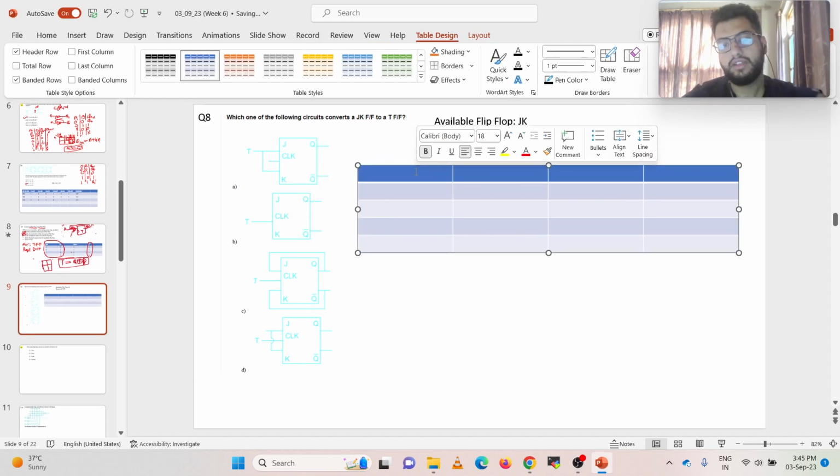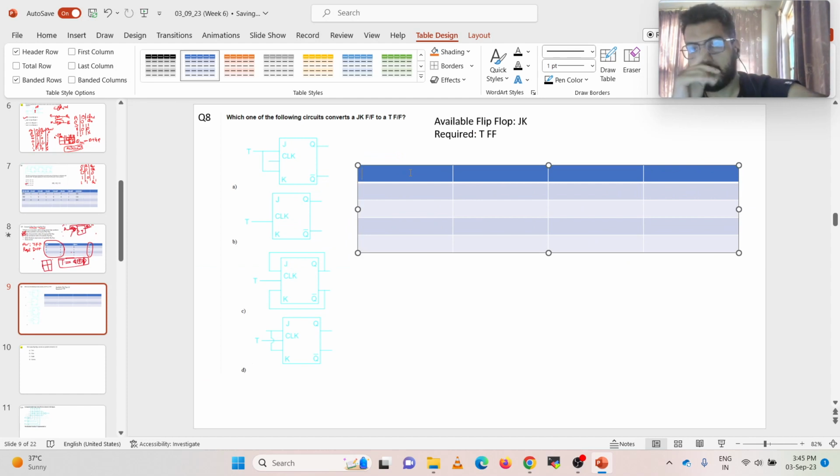So what we have to write is the characteristic table for the required flip-flop. Here you will have Qn, and this is your Qn plus 1. So this is 0, 0, 0, 1, and this is simply toggling, so this is 1, 1, 1, 0. Now this was the characteristic table of the required flip-flop.